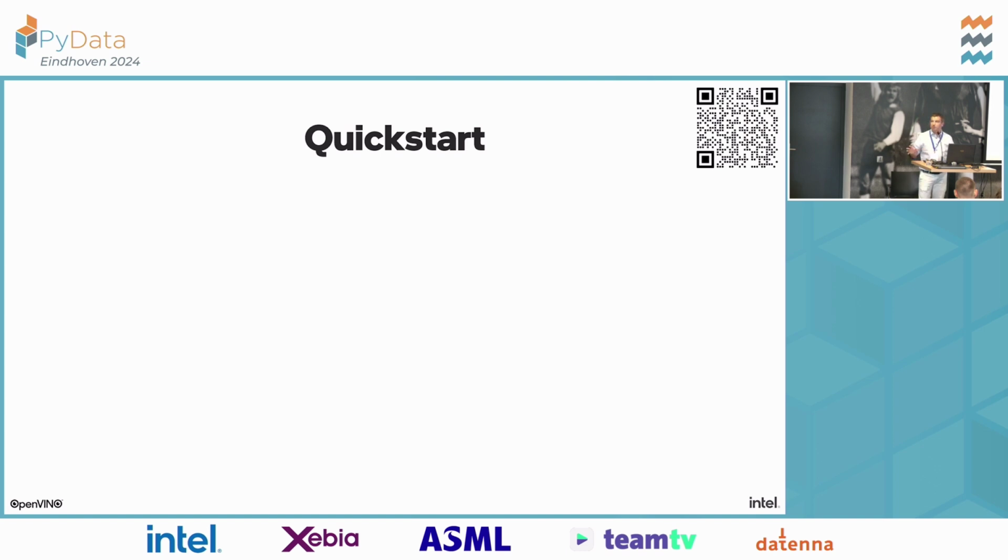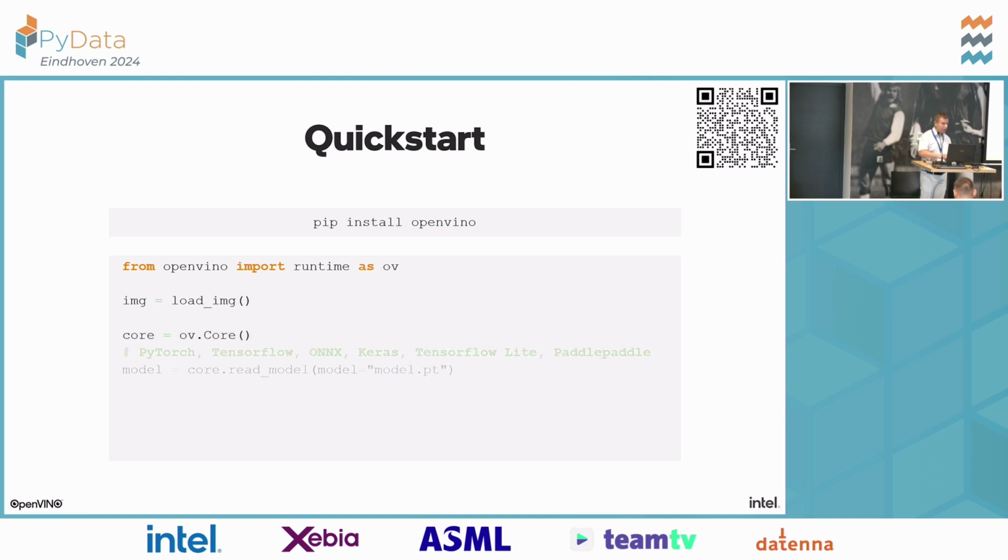So we are at a developer conference, right? Therefore I would like to show you some code and how to install OpenVINO. I believe you use PyTorch. You pip install openvino, that's it. And the code looks like that. Import OpenVINO. We just, for example, load some image as input. After that, we initialize the core.